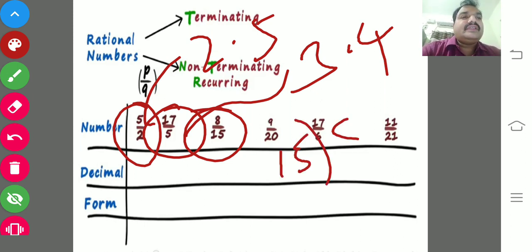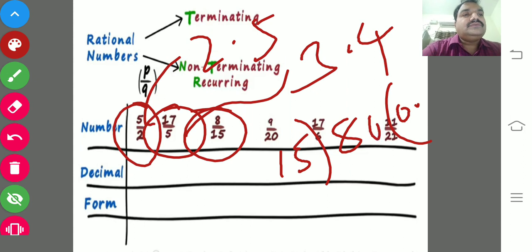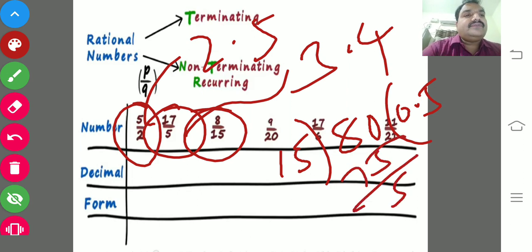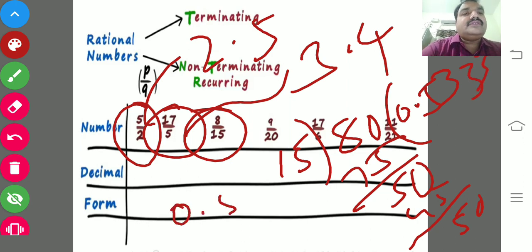Now the third one, 8 by 15. 8 is less than 15, so you keep 0. 15 5s are 75. Now 5, 15 3s are 45 and again 5, again 15 3s are 45, like that you will get 0.53 bar. So the third answer is 0.53 bar.